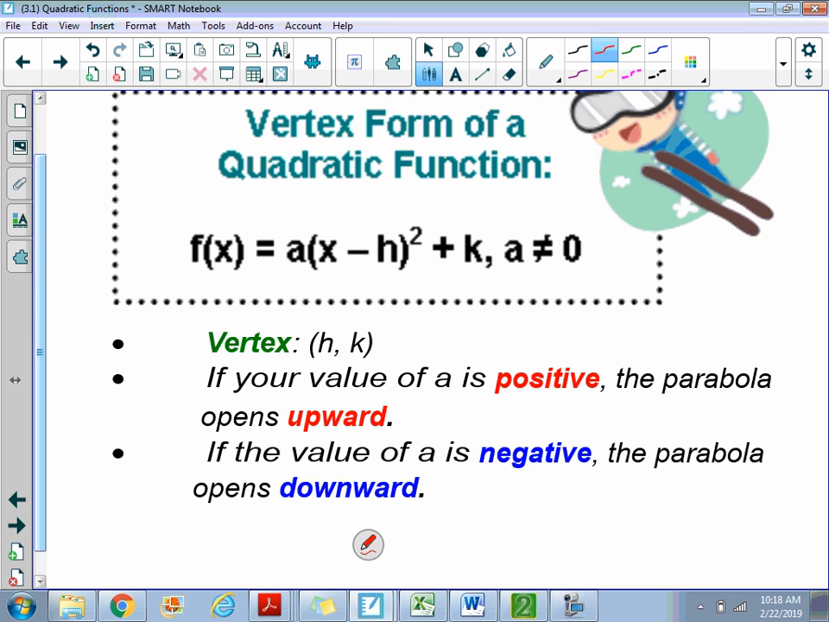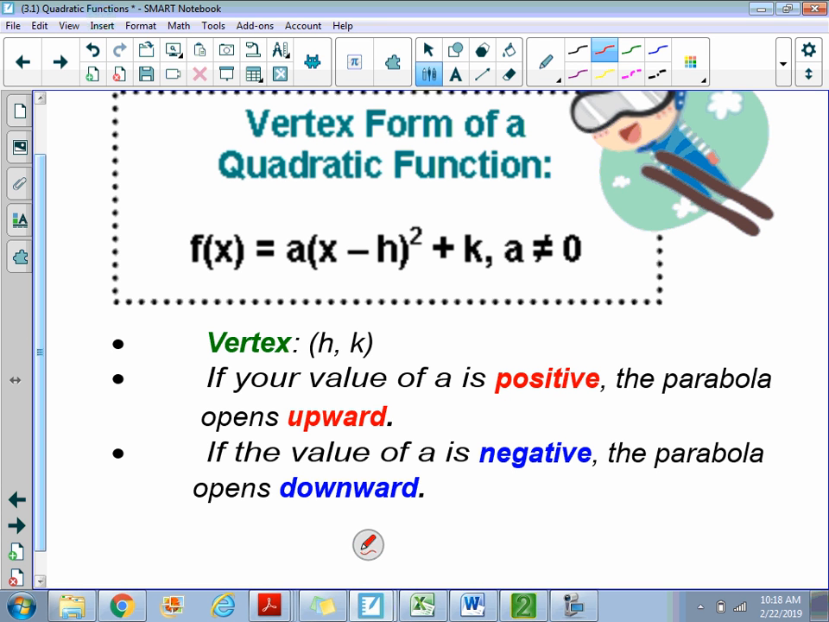So again, H is your horizontal movement. K is your vertical movement. And A would be that number in the front, like AX squared. It's going to tell you, is it going to be thinner or wider? It's like the slope. Yeah, I mean, curves don't really have slopes, but yeah.